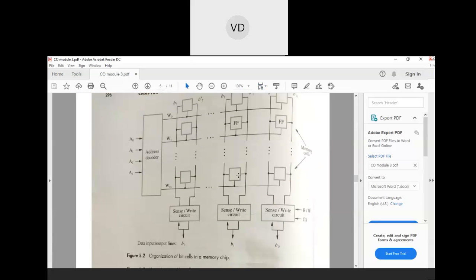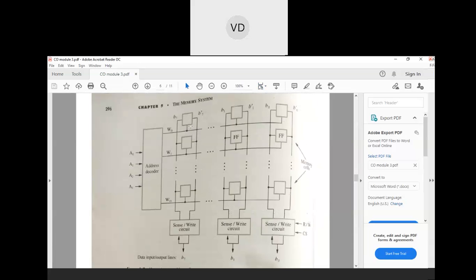This is the block diagram which will tell you. See this block B0 to B7: B0, B1, B2, B3, B4, B5, B6 and B7. So 8 bits of data are stored here. These are small cells, and this is a complete memory diagram, where each cell stores one bit of data. Bit means it is either 0 or 1, a single digit, that is called a bit. That bit of data is stored in these cells, and 8 bits together make one word.